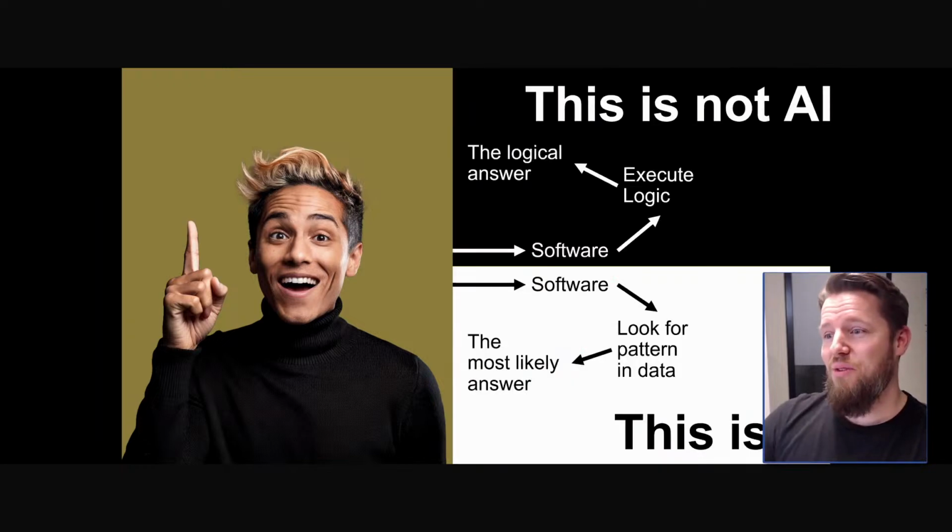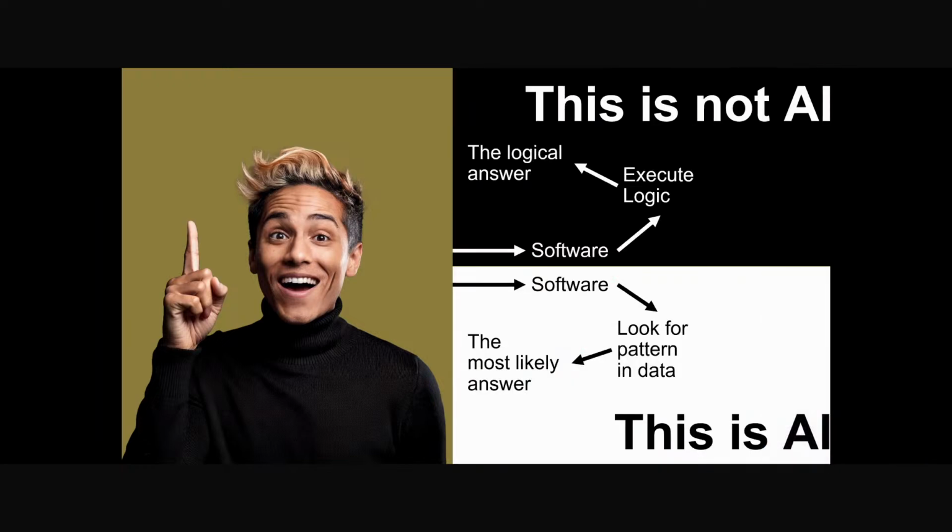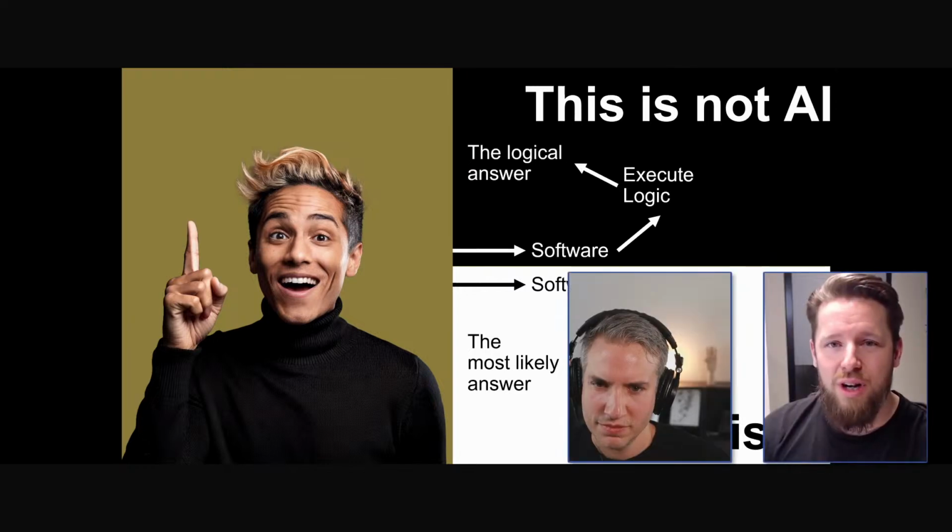And it always does. Someone has to have an idea, some kind of desire or will, or it has to be ignited by a human. And from there on, it's pretty black or white. You can say it's either software that executes logic, you get a logical answer, it's not AI. Or it's software that looks for patterns in data and gives you the most likely answer, and is AI. To me, this definition is good enough that you can use it when you want to understand AI. You don't need to overcomplicate these things.